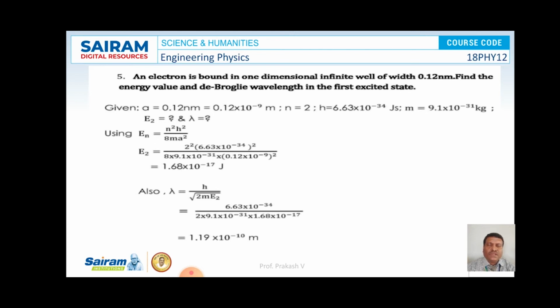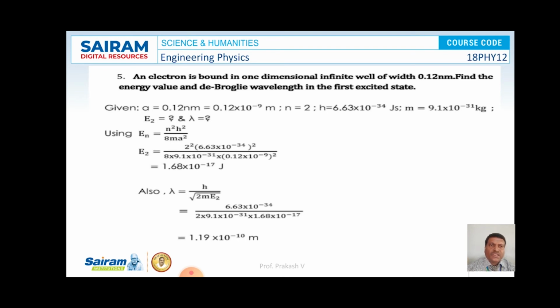We know that the value of En is equal to n square h square by 8m a square. So here the value of n is 2 and the value of a is 0.12 nanometer, and we substitute the values of h and m. So the value of E2 is given by 2 square into 6.63 into 10 to the power minus 34 whole square, divided by 8 into 9.1 into 10 to the power minus 31 into 0.12 into 10 to the power minus 9 whole square. On simplification, the value of E2 is equal to 1.68 into 10 to the power minus 17 joules.